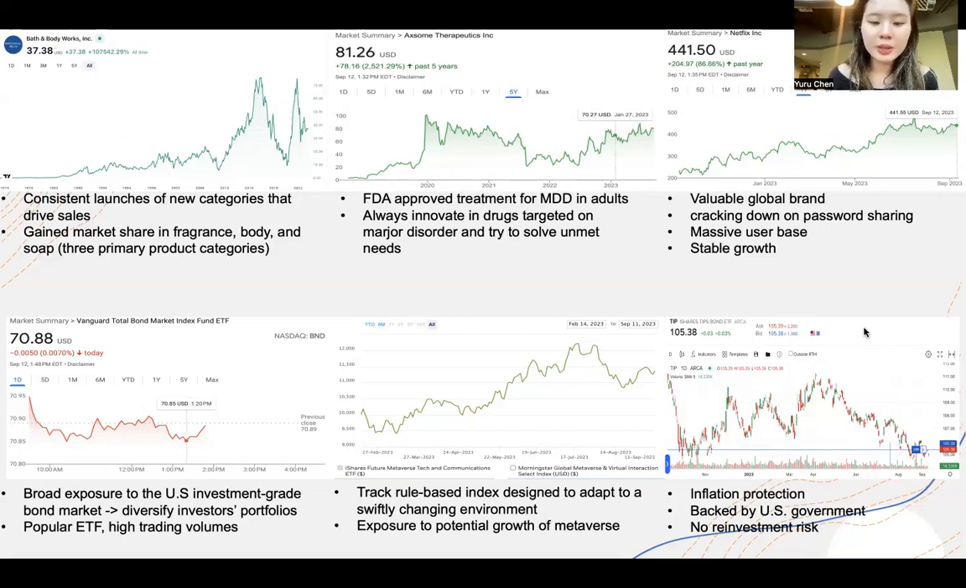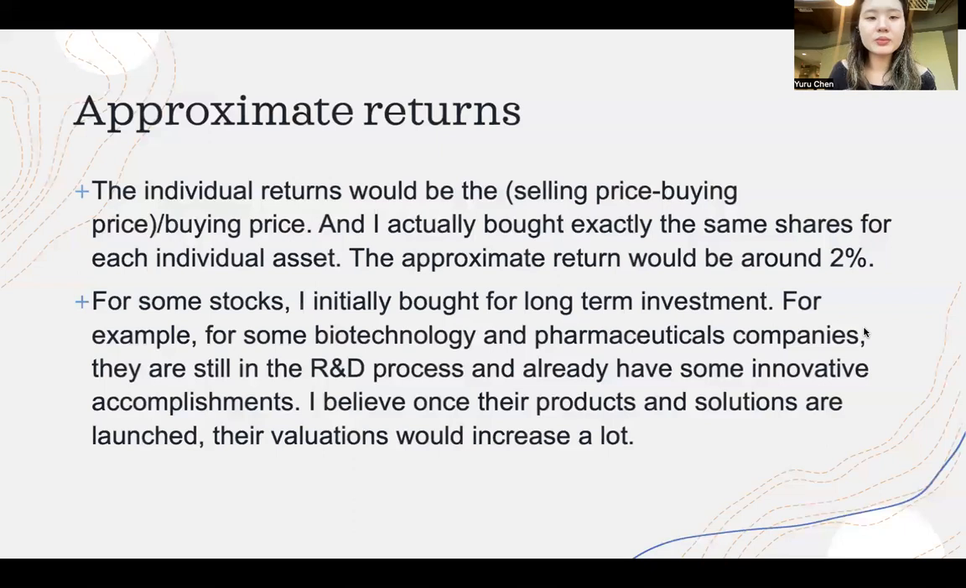And for some of the bonds I bought, they might be exposed to potential growth of some sectors like metaverse. Also, they might protect investors from inflation. Also, they might have high trading volumes. So those are the reasons I bought them.